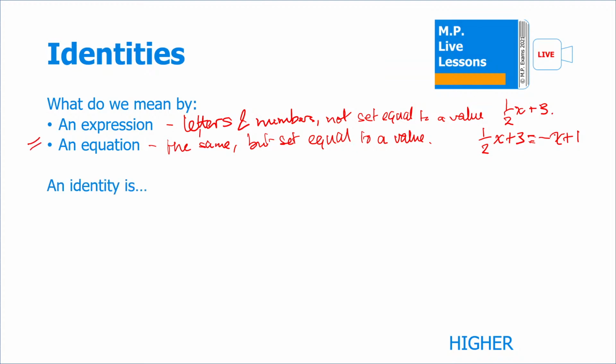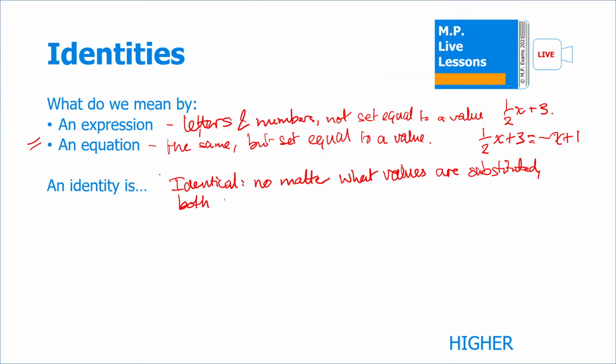Now, an identity is like an equation, but it just works out to be identical, basically. So no matter what the values are substituted, both are equal. And a good example of a simple identity is x plus x is identical to 2x. Because you just simplify them together, you'd collect the x's, and that becomes 2x on the left-hand side.